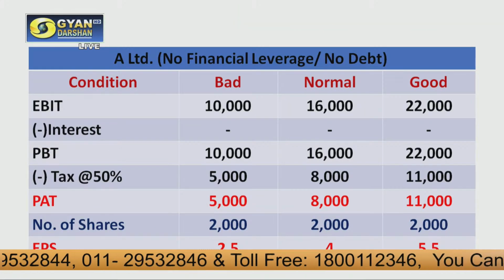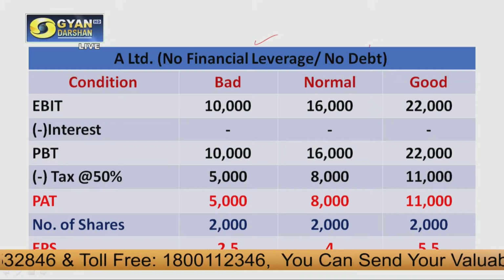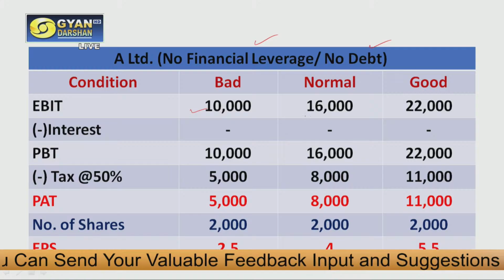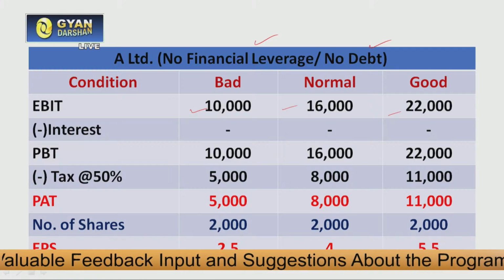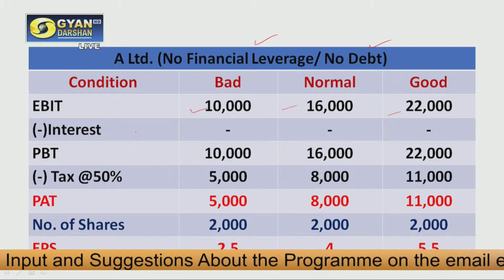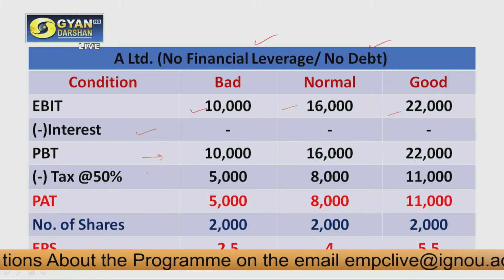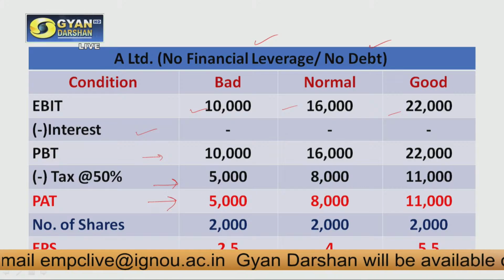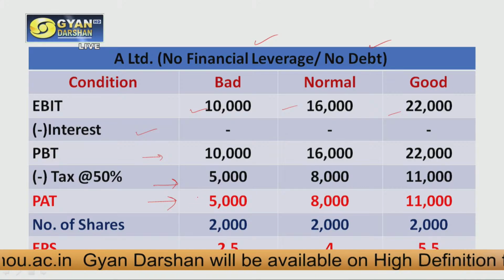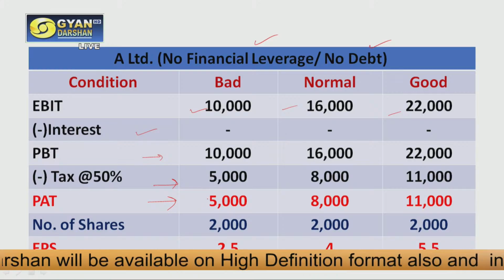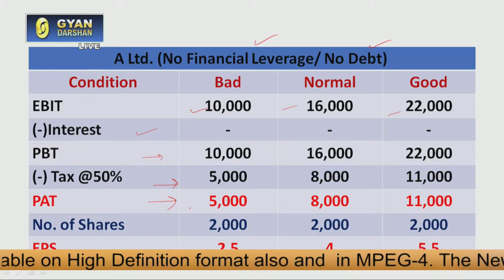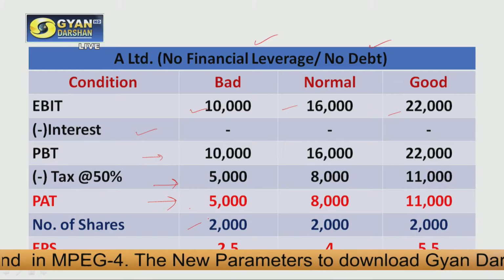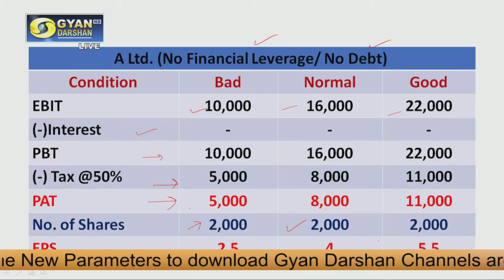So let us see the case of firm A first, which is a no financial leverage or no debt firm. That means it is an all equity firm. EBIT is 10,000 in bad situation, 16,000 in normal situation, 22,000 in very good situation. Interest is 0 because it is an all equity firm. So PBIT will be equal to EBIT only. Tax, which is again considered as 50%, and after deducting tax, we will get profit after tax. Since in this case we don't have preference dividend, we are not going to deduct preference dividend. And the number of shares, again, it is an all equity firm and the cost of each share is rupees 100. So in each case, we have 2,000 equity shares.